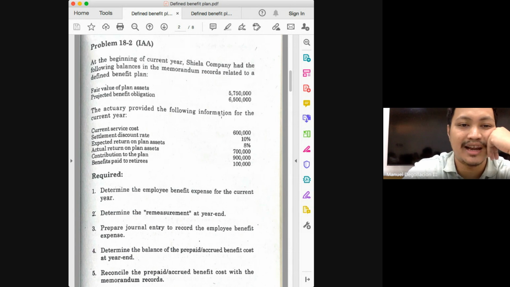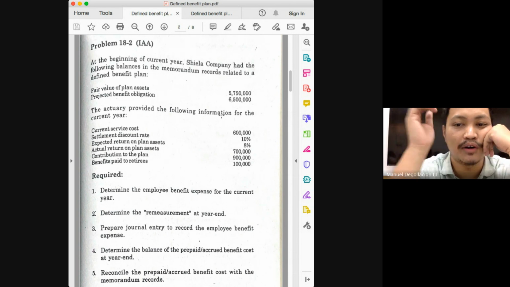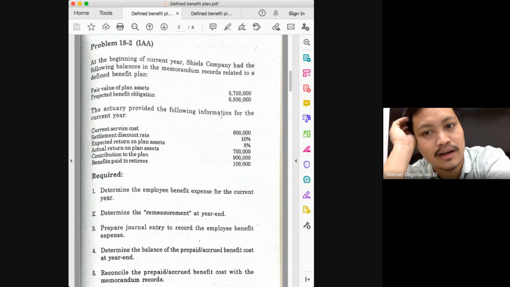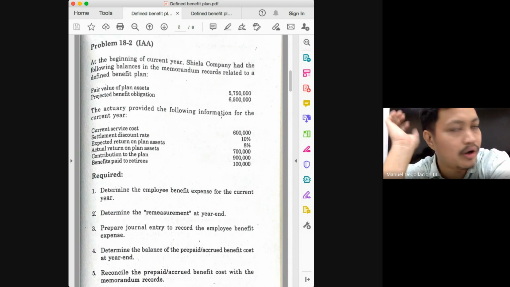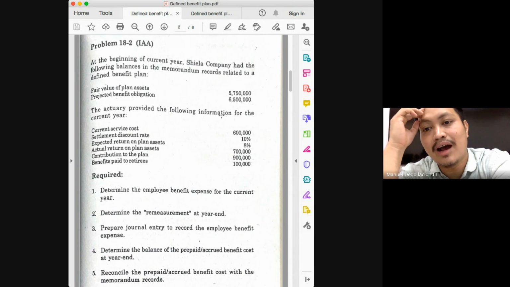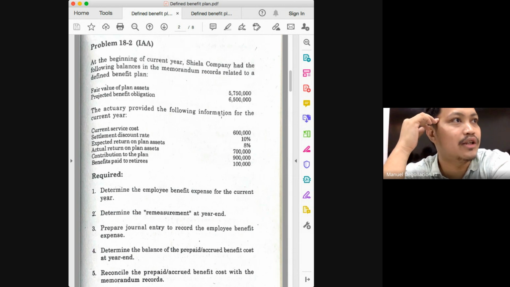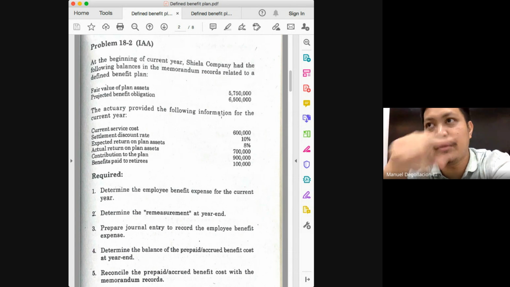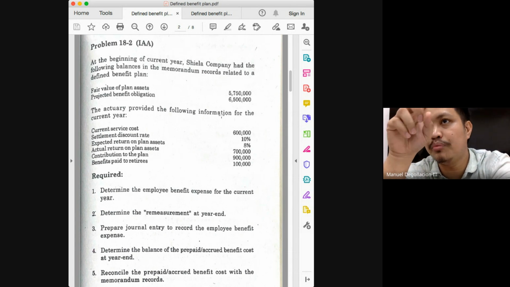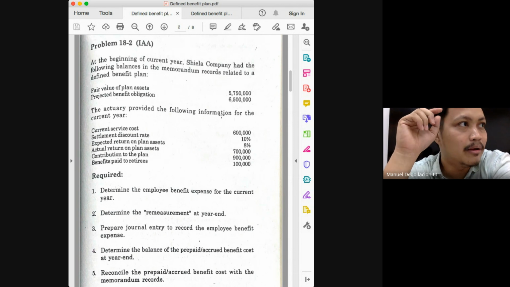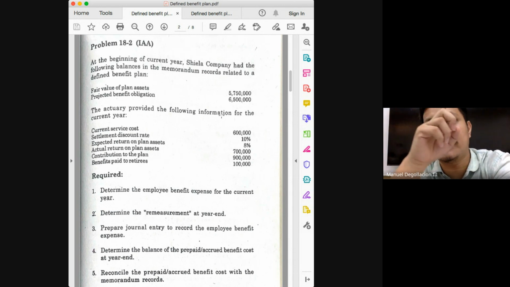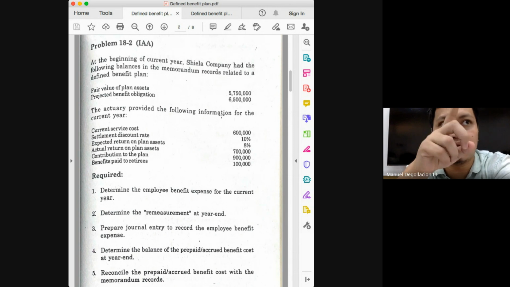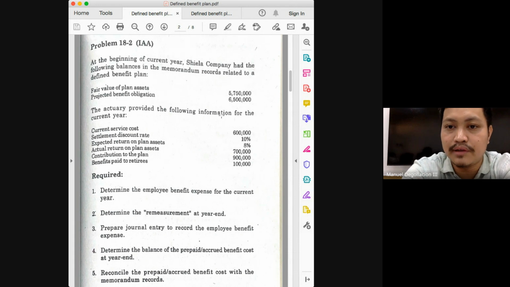We proceed to the next component of your employee benefit expense, and that is your net interest. And what is the first subcomponent of your net interest? The interest expense on your PBO. And how do you get the interest expense on your PBO? You look for your PBO. What PBO should you be looking for? The beginning balance, because this is the amount that will incur interest throughout the year.